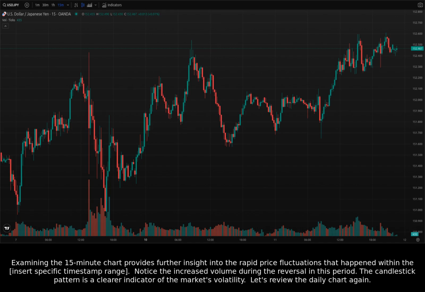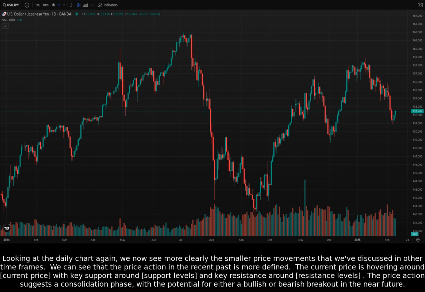Let's review the daily chart again. Looking at the daily chart again, we now see more clearly the smaller price movements that we've discussed in other time frames. We can see that the price action in the recent past is more defined. The current price is hovering around the current level, with key support and key resistance marked on the chart.